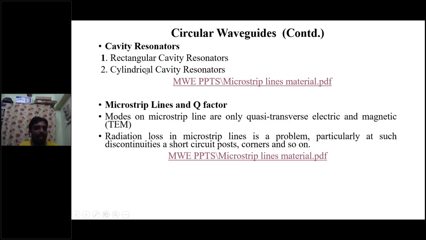And similarly written for cylindrical: E rho, E phi, Ez, H rho, H phi, Hz in terms of rho, phi, Z. But we can expect 100% the question from second unit from part A related to cavity resonator. They can ask: derive the wave equation for rectangular cavity resonator, or derive the wave equation for cylindrical cavity resonators. You can remember, this is already told in our class.